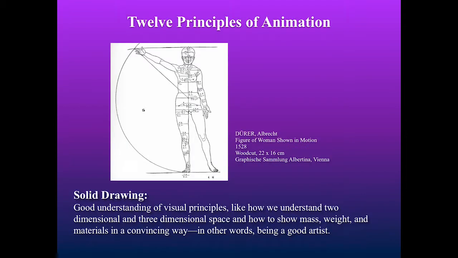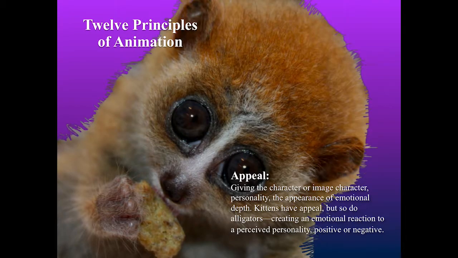Solid drawing. And here's an Albrecht Dürer. Good understanding of visual principles like how we understand two-dimensional and three-dimensional space and how to show mass, weight, and materials in a convincing way. In other words, being a good artist, being able to express things in ways that look reasonable and truthful. An appeal, giving the character or image character, personality, the appearance of emotional depth. Kittens have appeal, but so do alligators. So creating an emotional reaction to a perceived personality, positive or negative.